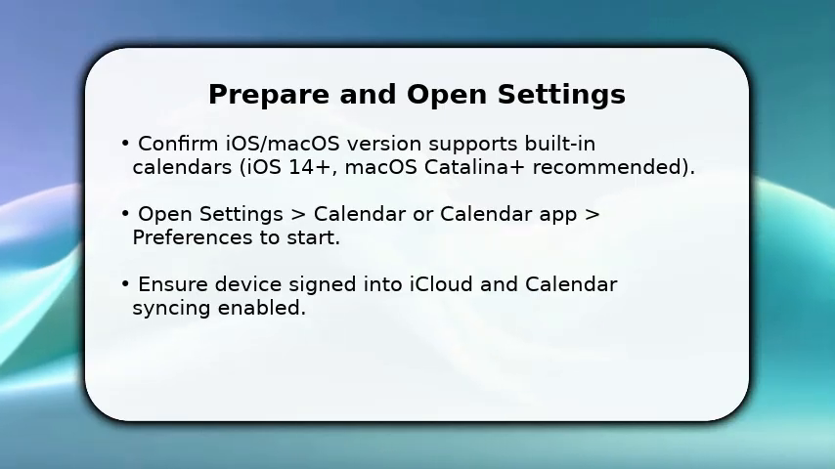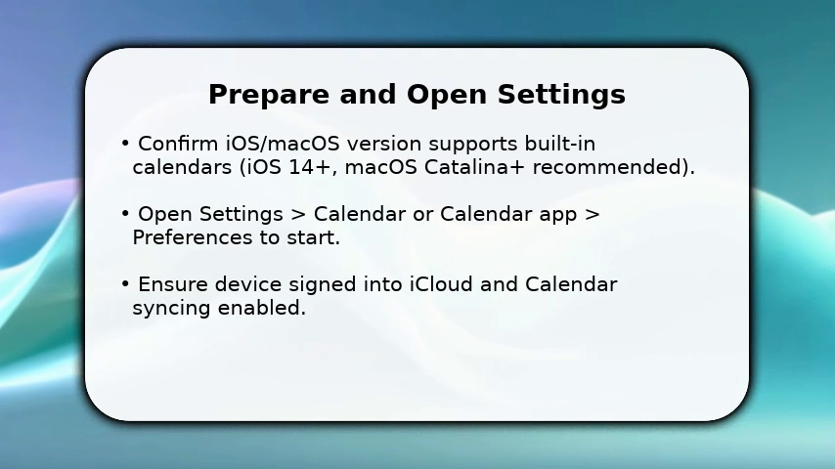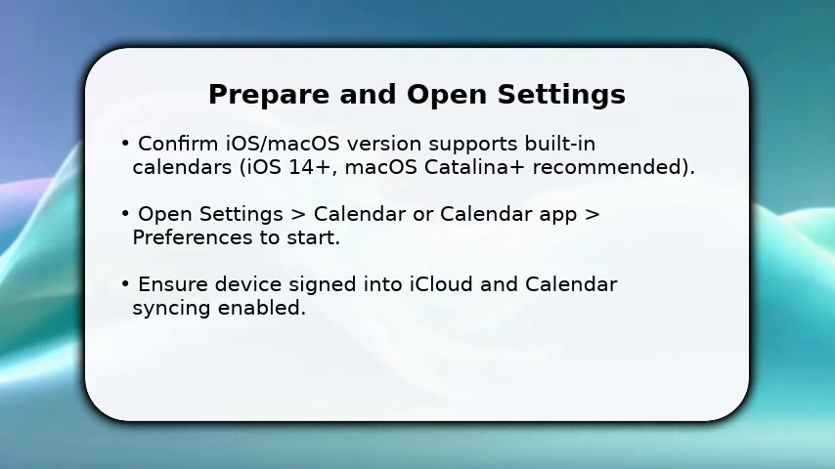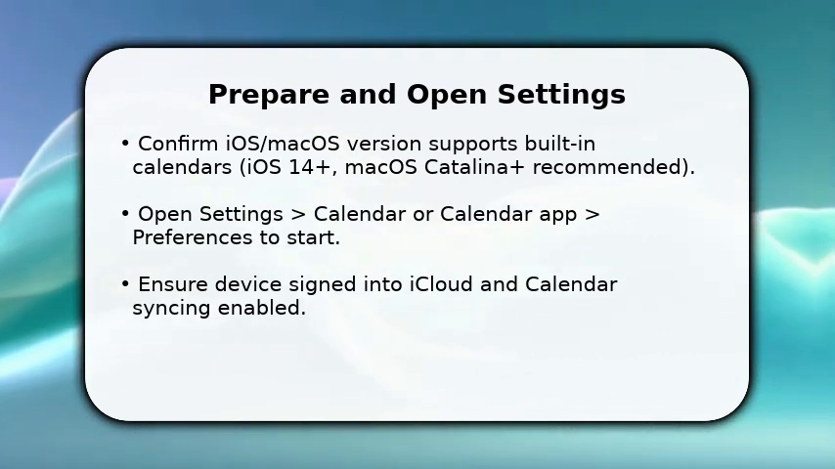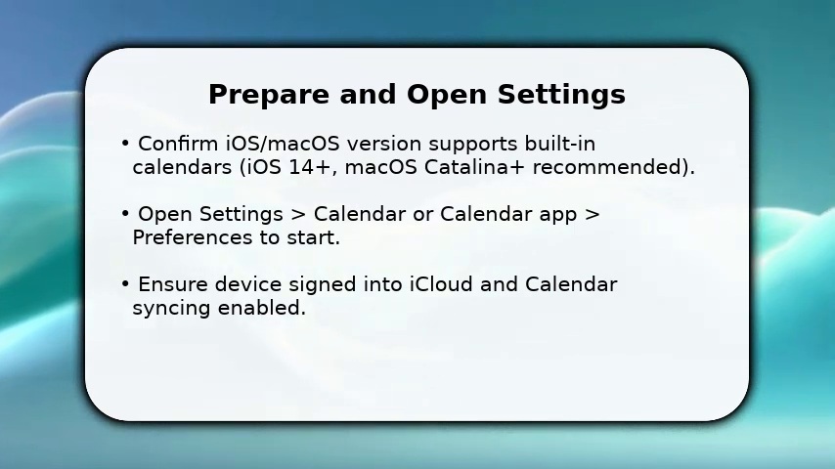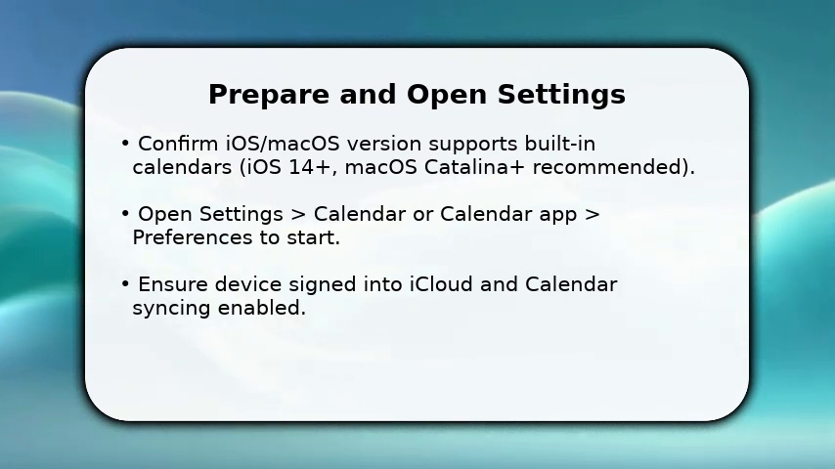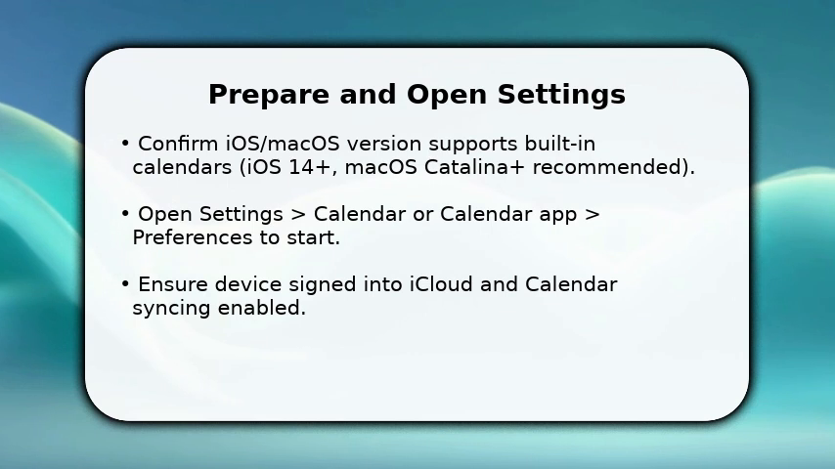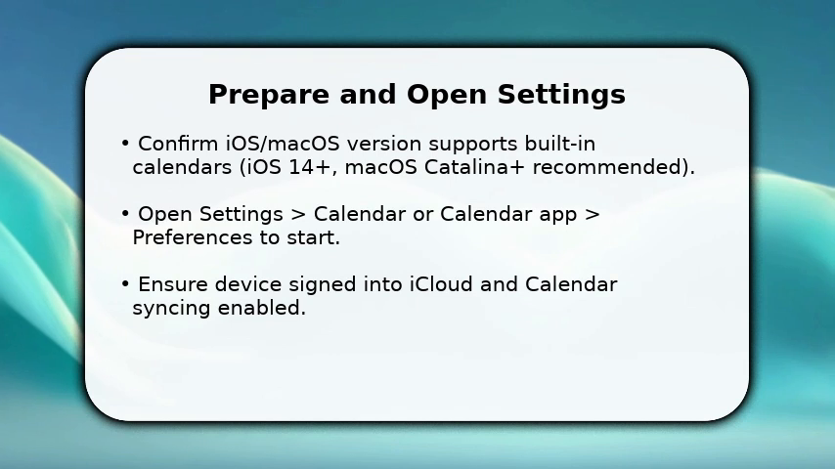You begin by confirming basic prerequisites and launching the right app. Make sure your iPhone or Mac is running a recent OS and signed into iCloud so calendar data syncs. Open Settings, then Calendar on iPhone, or open Calendar and choose Preferences on Mac. This gets you straight to the calendar display options you need. Once done, you're ready to add an alternate calendar view.